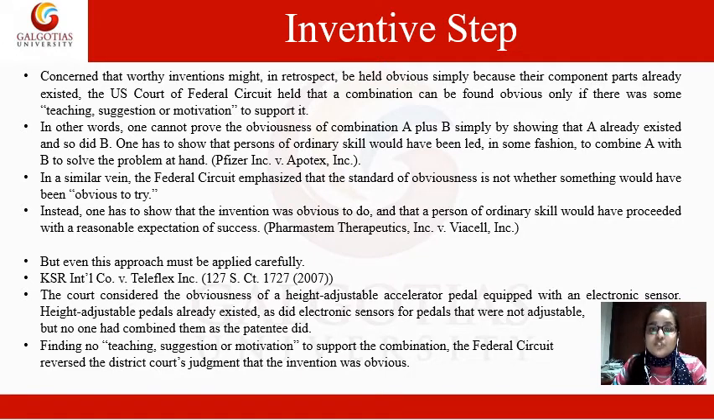So one has to show, the person who is filing the application, the person who is filing the claim. If I'm using the word claim again and again, here I mean you are getting your products patented. So you need to show that if an ordinary skilled person would combine the products A, B, C, and D, it will not become obvious in such cases. There are various cases that have proved these points. Instead, one has to show that the invention was so obvious to do that a person of ordinary skill would have proceeded with a reasonable expectation of success.